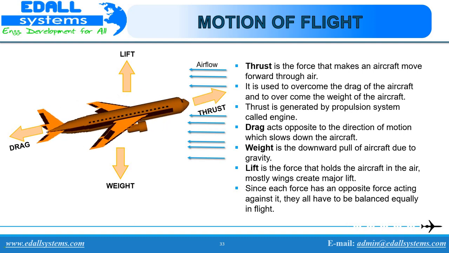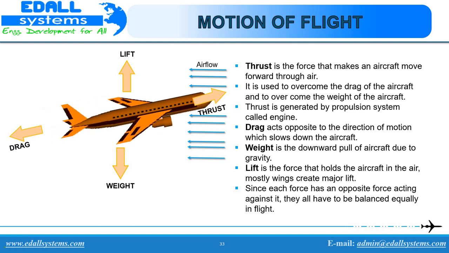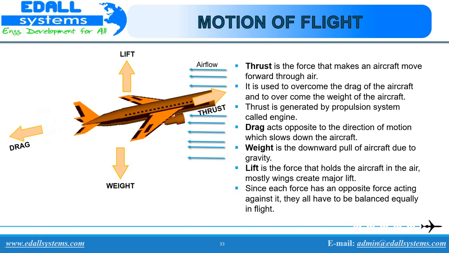The way the four forces act on an aeroplane makes the plane do different things. Each force has an opposite force that works against it. Lift works opposite to weight, thrust works opposite to drag. When forces are balanced, a plane flies in a level direction.